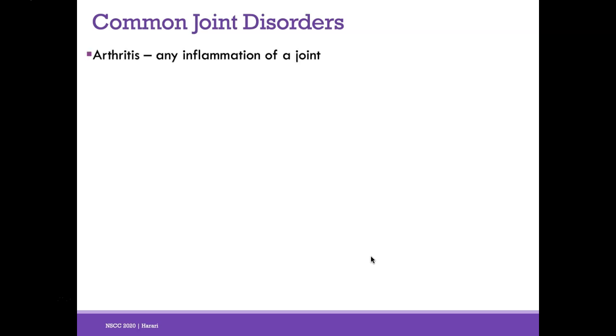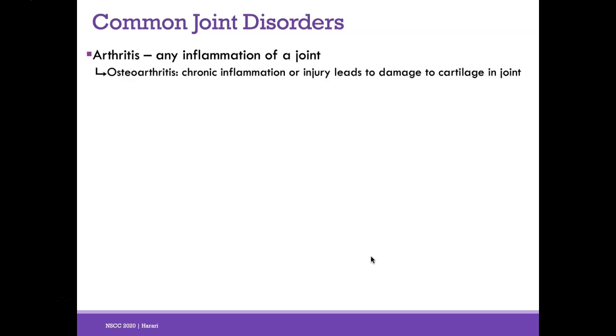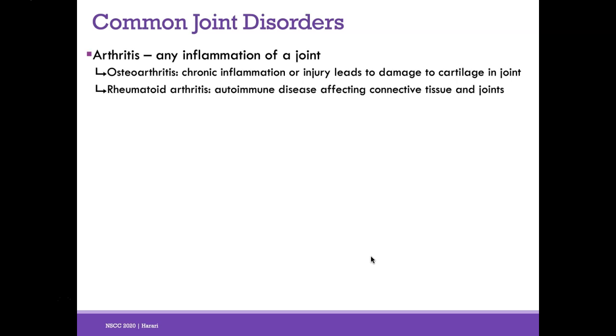So arthritis is a common joint disorder that refers to when a joint is inflamed. You can have osteoarthritis. That's chronic inflammation or injury that leads to the damaging of cartilage in the joint. So a lot of times the articular cartilage of a joint gets inflamed because of injury or some other kind of disorder that leads to inflammation, and that causes osteoarthritis.